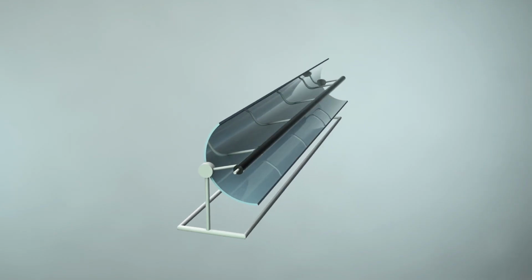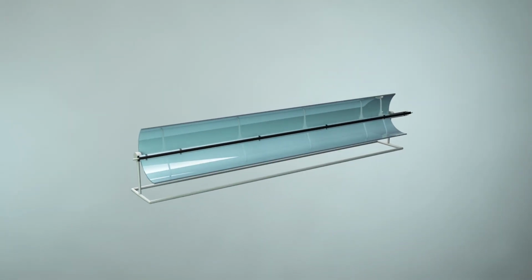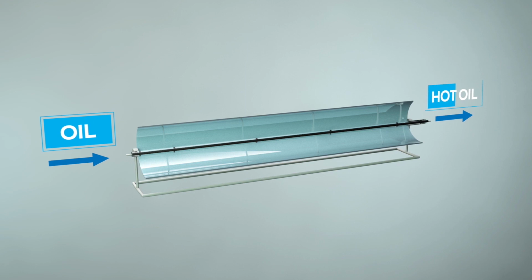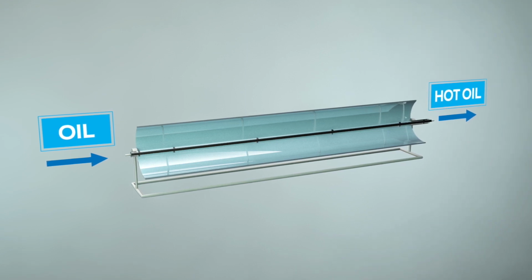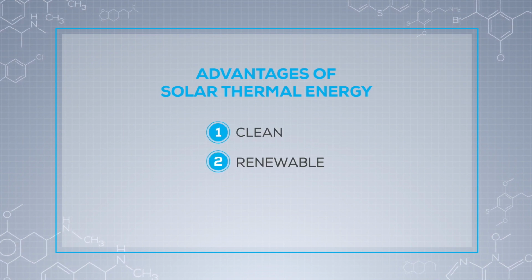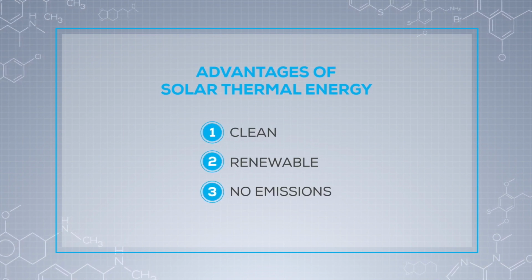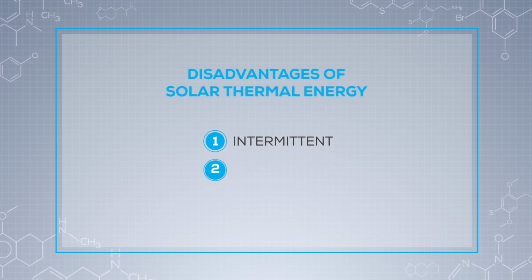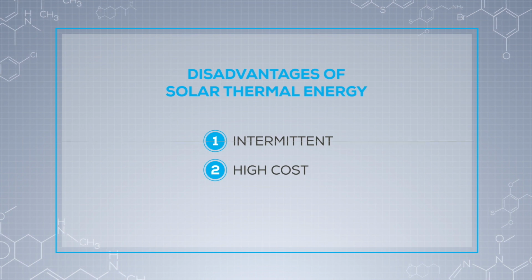In a second type of solar thermal energy, parabolic troughs focus the sun's rays onto a pipe containing a liquid such as oil. The oil gets hot and travels to a heat exchanger where it boils water to create the steam. The advantages of solar thermal energy are that it's clean, renewable, and has no emissions. The disadvantages are that it is intermittent and more costly than other methods of generating electricity.